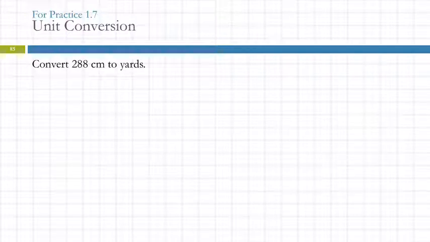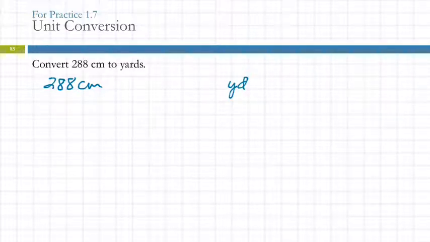Convert centimeters to yards. So I identify where I am. I'm at 288 centimeters. Where do I want to go? Ultimately, my final destination, yards. So I'm at centimeters, I want to go to yards. Then I said, well, where do I have to stop in between? She said inches. That's correct.